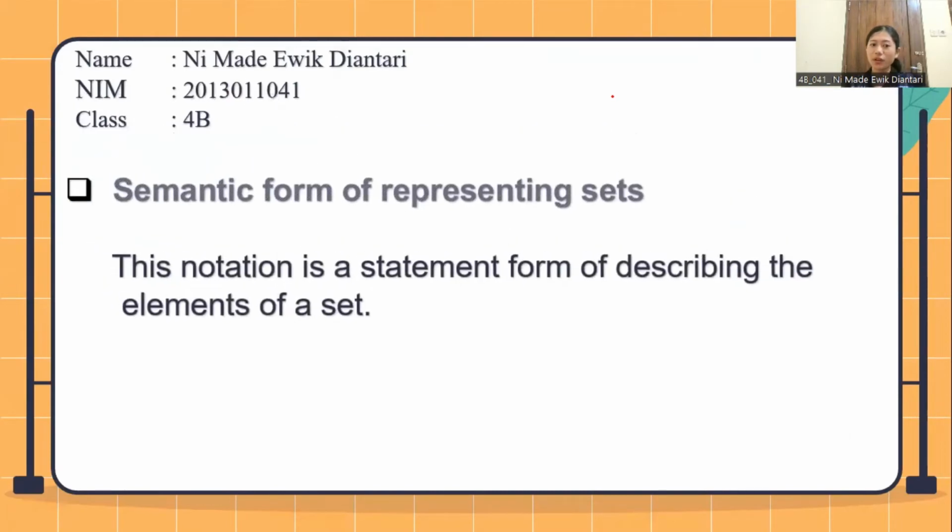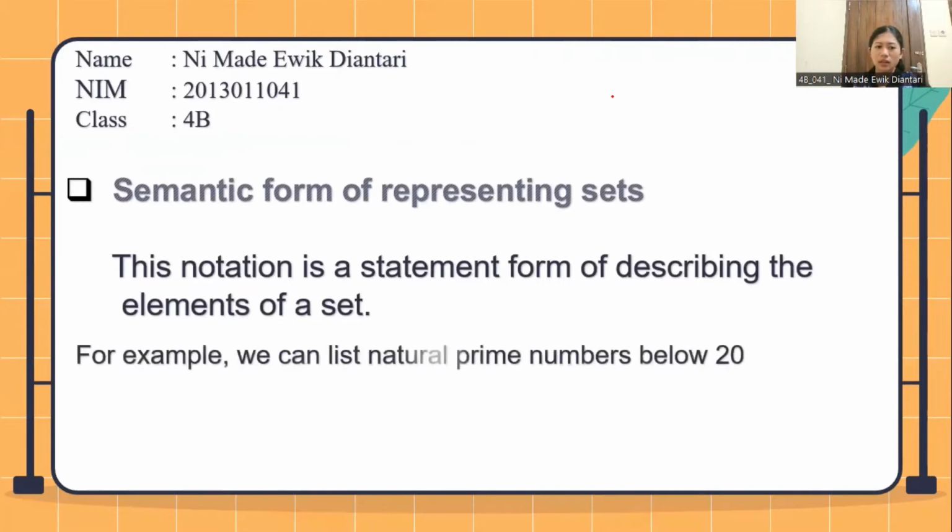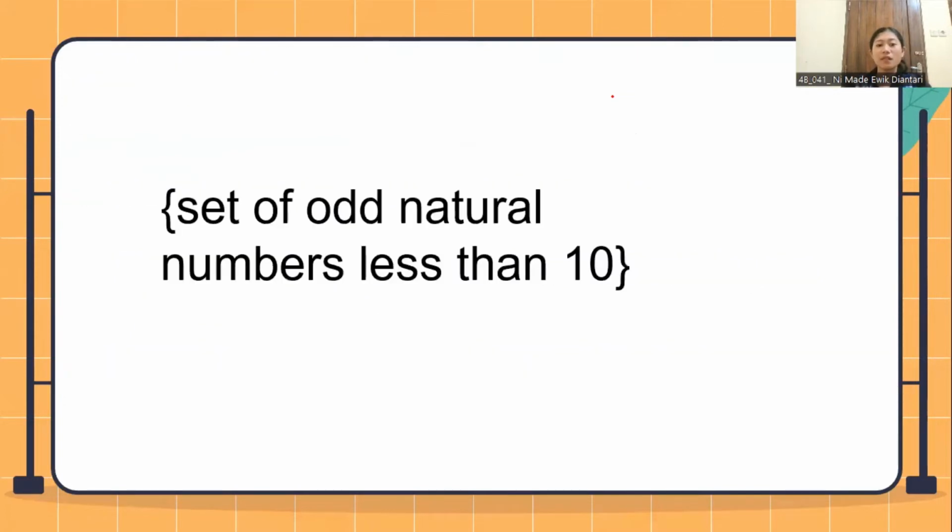Semantic form of representing sets. This notation is a statement form of describing the elements of a set. For example, we can list natural prime numbers below 20. Another example is the list of the months in a year. So in semantic form, they can even be written as a set of odd natural numbers less than 10.